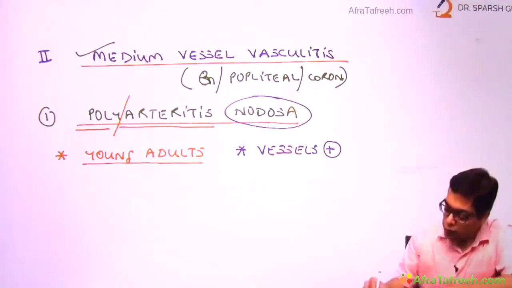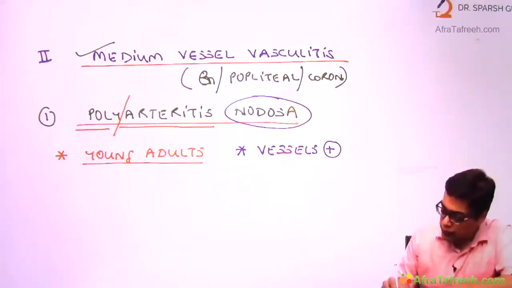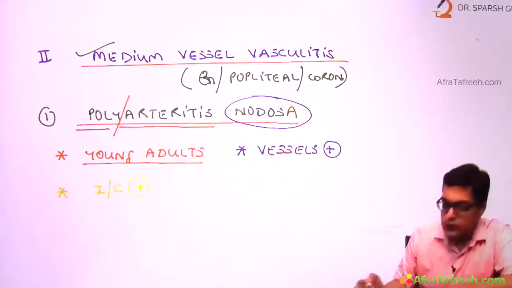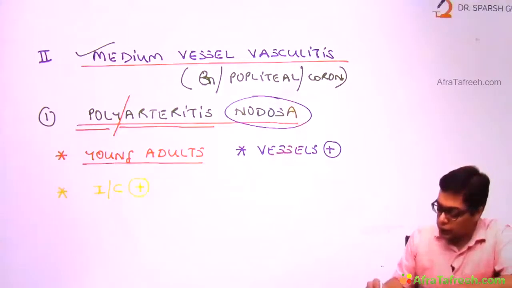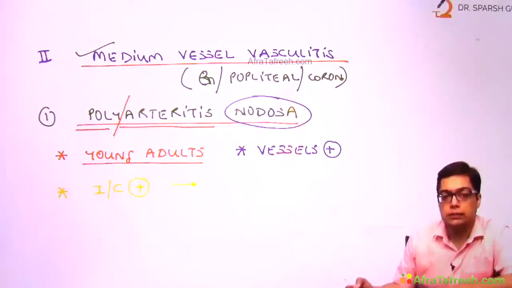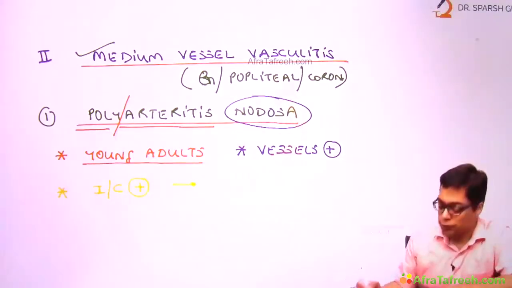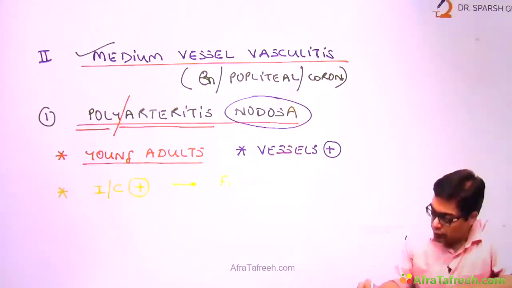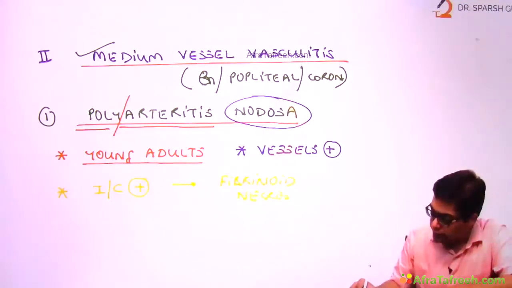Now, this kind of condition is associated with the deposition of immune complexes. Let us recall that any disease which is an example of an immune complex disease is an example of type 3 hypersensitivity reaction. Because it's an example of an immune complex disease, it is going to have the presence of fibrinoid necrosis.